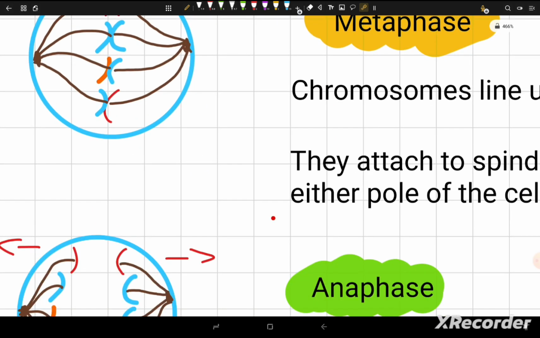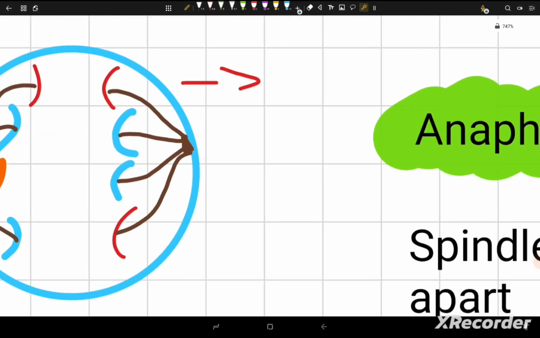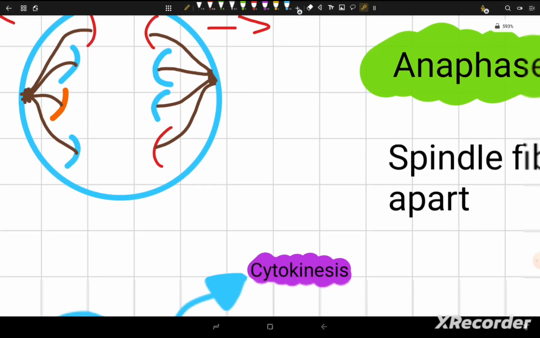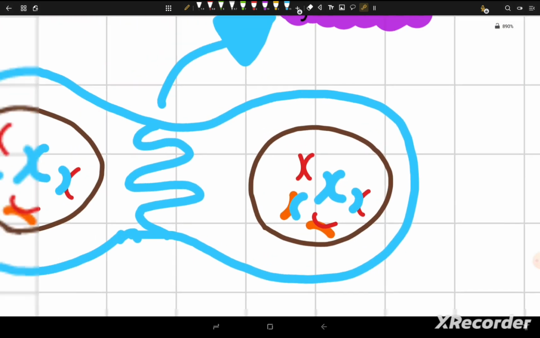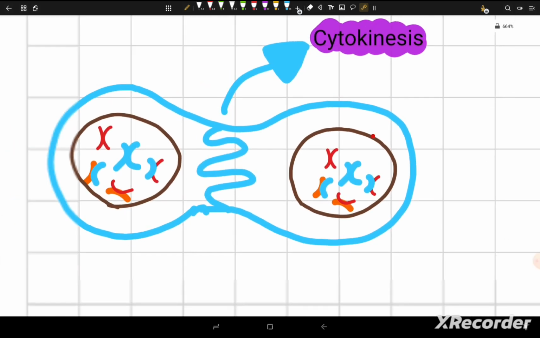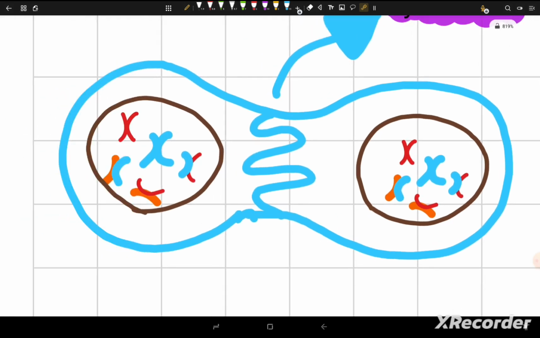And then in anaphase, these spindle fibers retract, which pulls each arm of the chromosomes back to each pole of the cell. They pull in opposite directions, and when they do that, the cytoplasm begins to split apart. That's called cytokinesis. And when this starts, we enter the last phase, which is telophase. And this is where the cytoplasm is finished splitting and two separate daughter cells are formed.